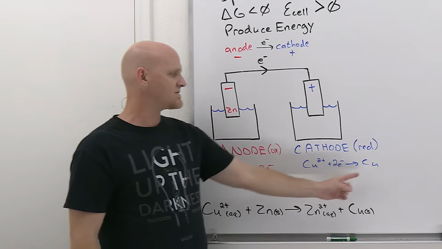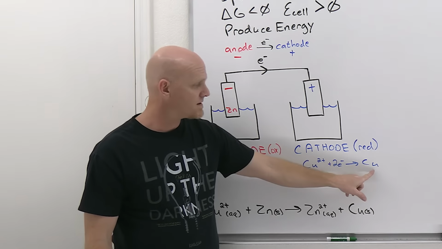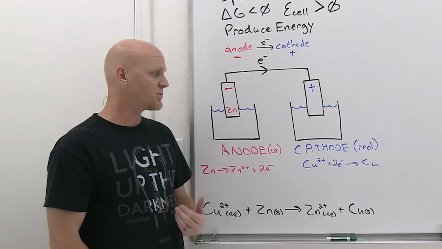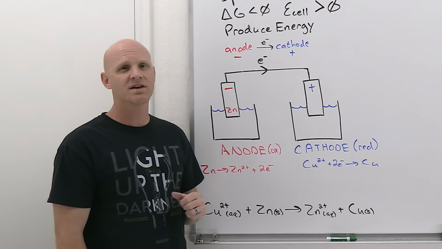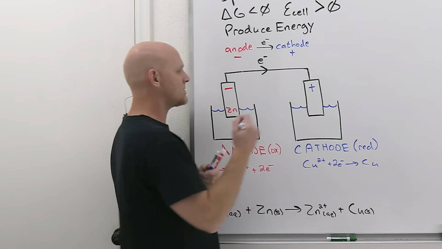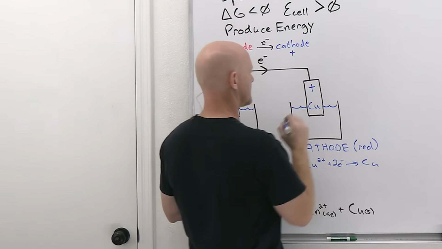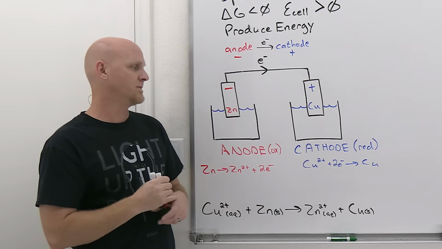On the other side, we have a solid metal, copper. It's on the product side this time. It doesn't matter if it's on the reactant or product side. As long as we have a solid metal that's capable of conducting electricity, that's what we typically are going to make the electrode out of. And so we'll have solid copper metal.